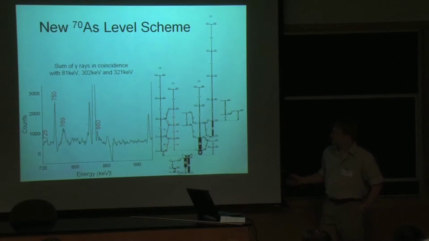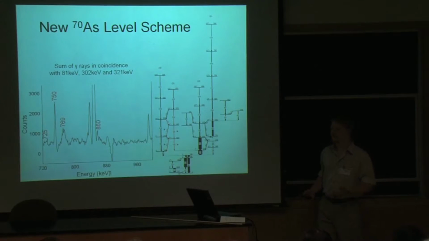Then, going along the same method, looking at things in coincidence with each other again, we had this hole that we wanted to fill. And if we could fill this and get this nice band structure, then we would say, all right, this is probably behaving collectively. Getting gamma rays in coincidence with this 1274, I was able to work my way down.